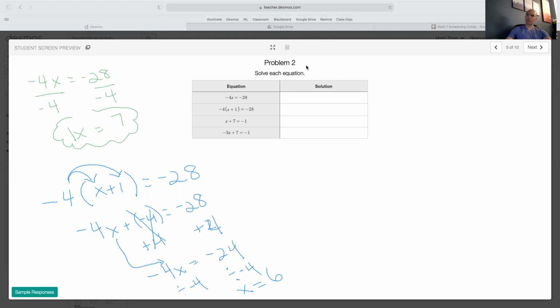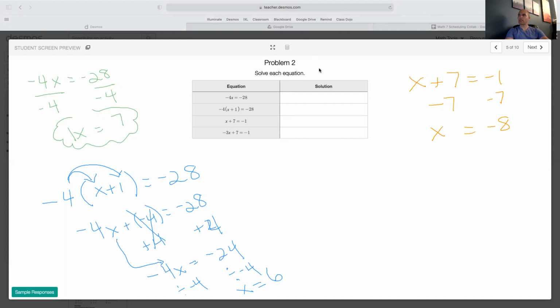All right, let's see. Let's use orange for the next one. Next one's a little bit easier. X plus 7 equals negative 1. This is another one-step equation. There's only one operation happening to my variable. It's being added to 7. So let me subtract 7 to get rid of it. But if I do it to one side, I must do it to the other side. And so I get x equals 1 minus 7, negative 8.